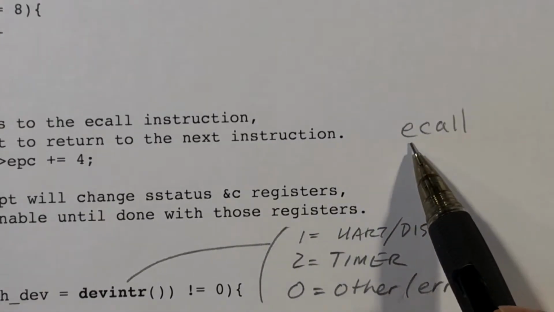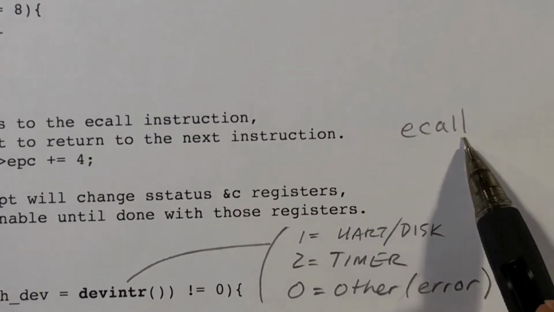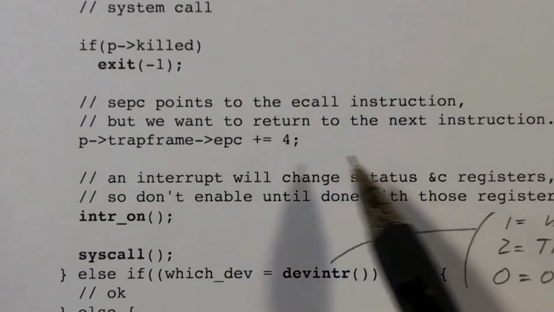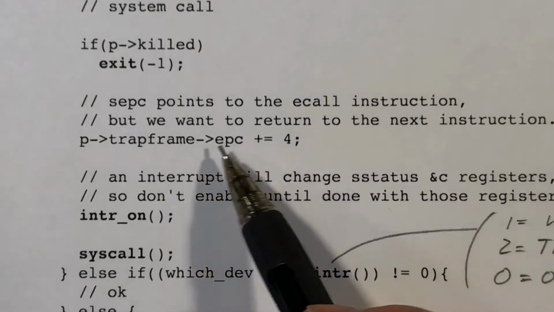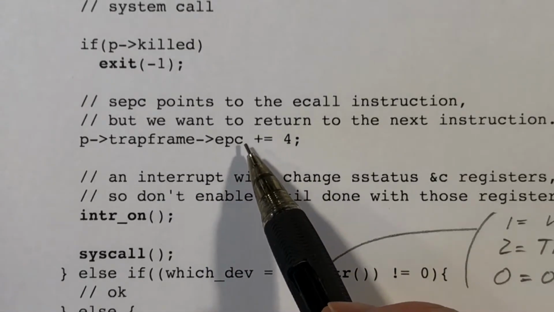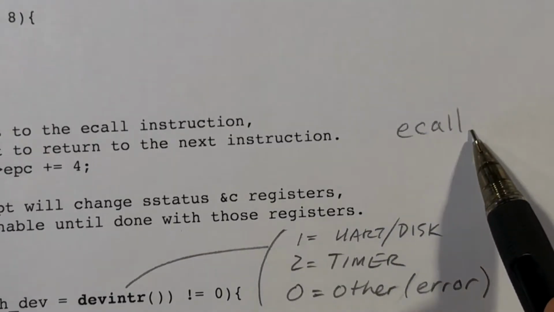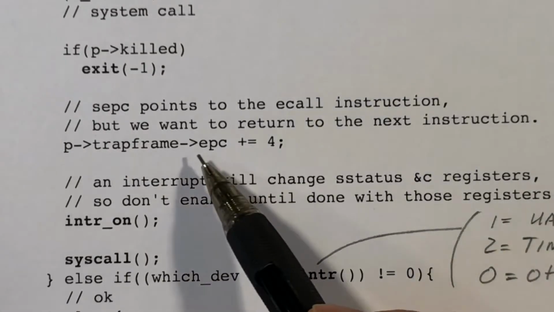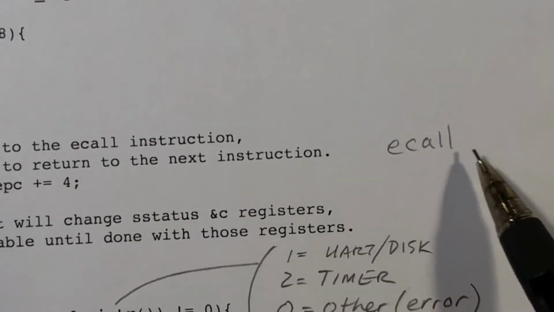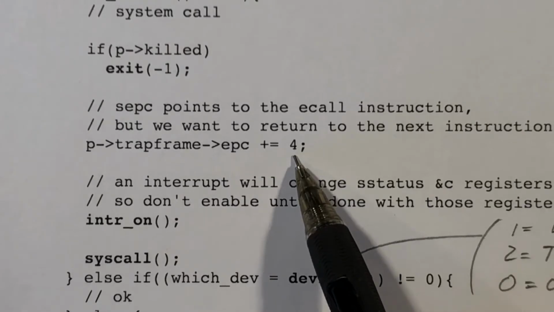The instruction that does the system call in RISC-V is called the environment call instruction, the ecall instruction. Our RISC-V core will have saved the pointer to that instruction in the EPC register. But when we return, we don't want to execute this instruction again. We want to increment the PC to point to the instruction directly after the ecall. The instructions in the RISC-V processor are 4 bytes long, so we increment it by 4 to adjust.